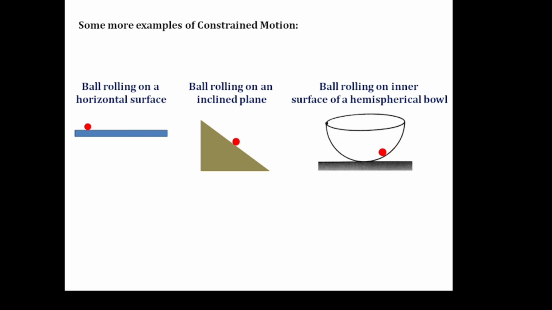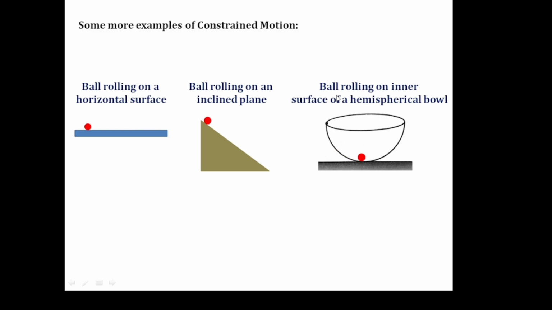Now we will discuss some more examples of constraint motion. This is a red ball. In the first case, it is moving on a horizontal surface. Because of this surface, because of this geometrical shape, the ball is forced to move along this horizontal direction. Whereas in the second case, the same ball is moving on an inclined plane. Due to its geometrical shape, and the gravitational force acting here, it is moving in the downward direction. It is not possible for the ball to go in the upward direction.